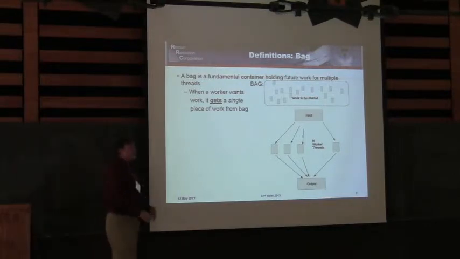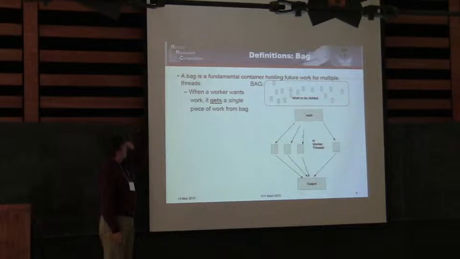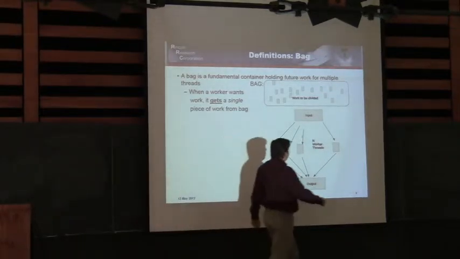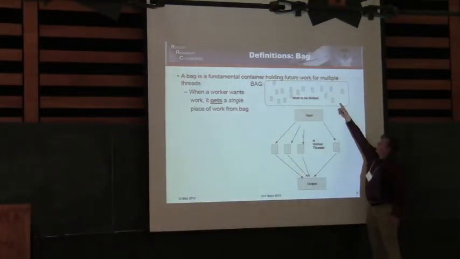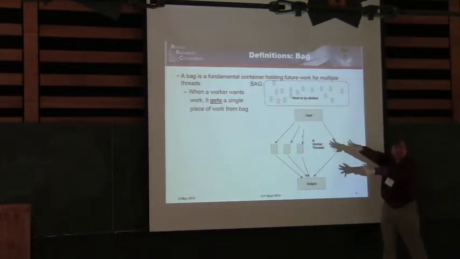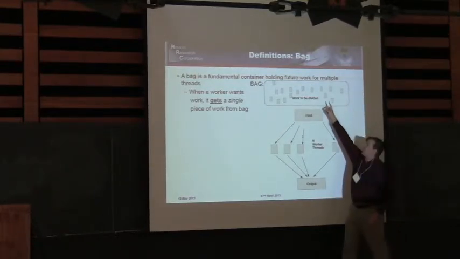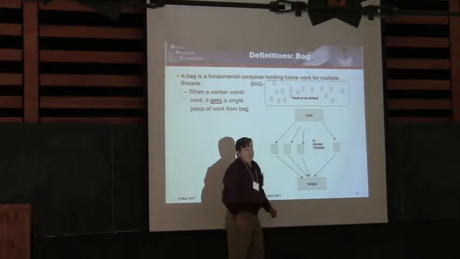Okay. So a bag has been around for quite a while. It's a thread-safe container for holding work for multiple threads. For our particular example, think of each of these as specifying a particular line of the calf. Remember we said the calf is embarrassingly parallel, and each one of these pieces of work is simply one line of the calf you're going to do.